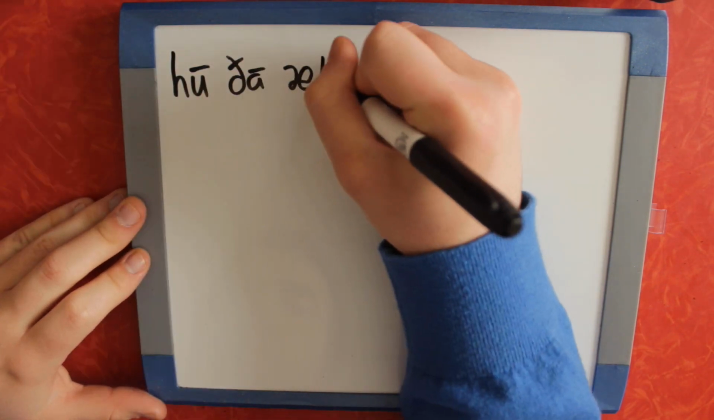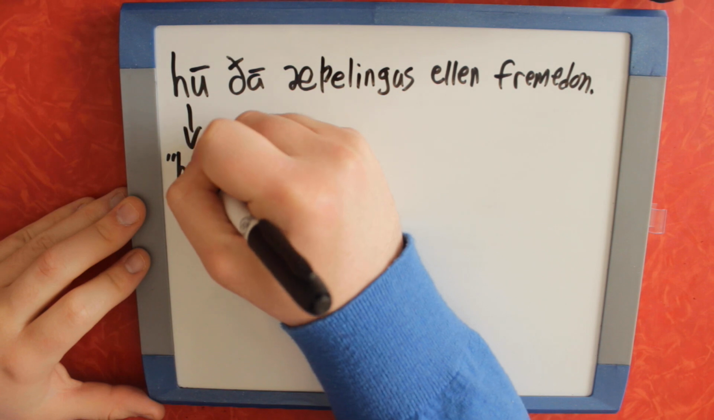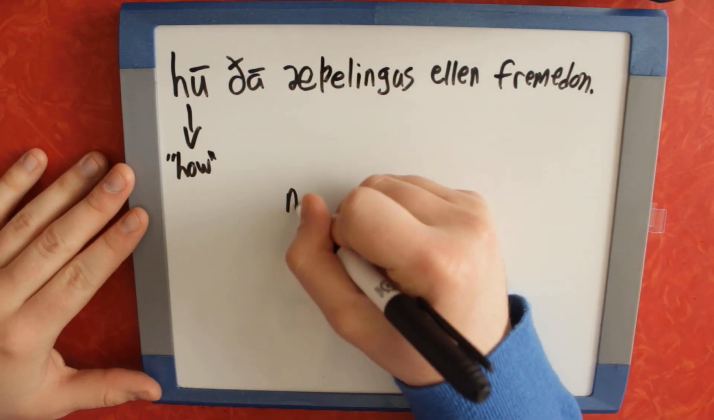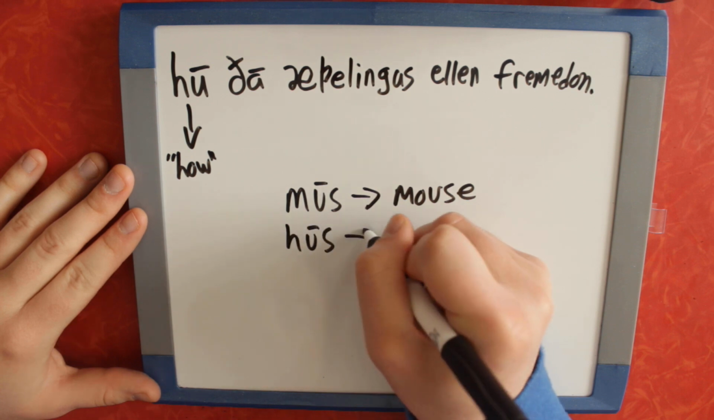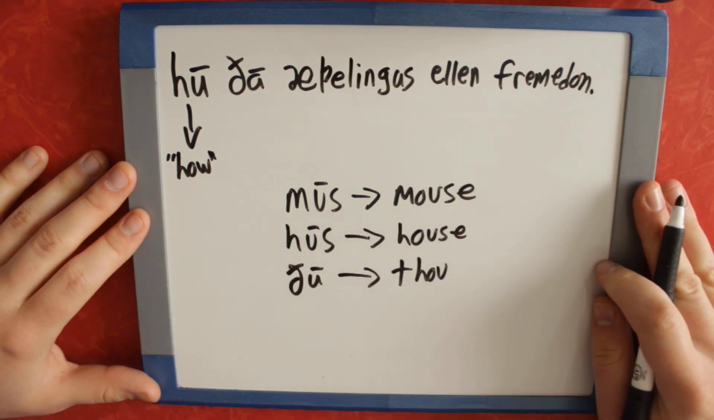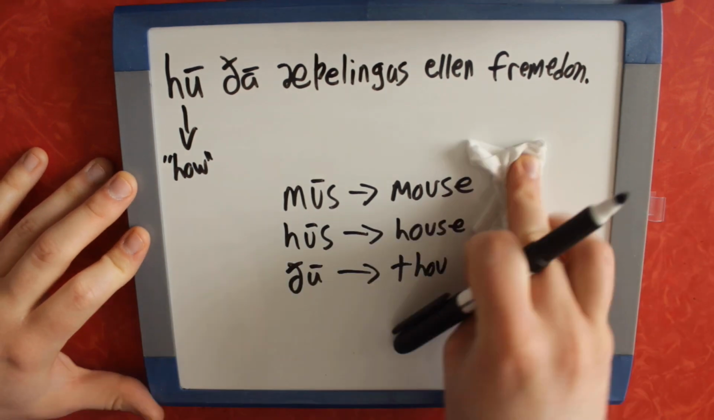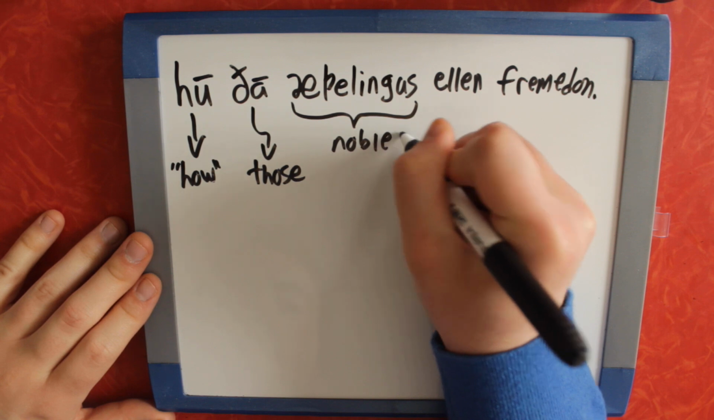Moving on to line 3. "Hu ða æþelingas ellen fremedon." Hu became how in modern English. Interestingly, that long u in Old English became ow in modern English quite regularly. Compare mus to mouse, hus to house, and þu to thou. Ða means those. Æþelingas means nobles, princes, or heroes.